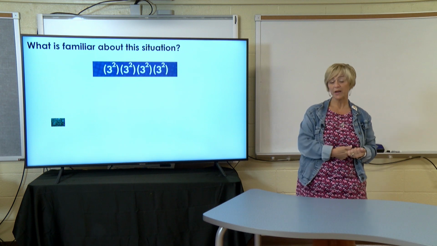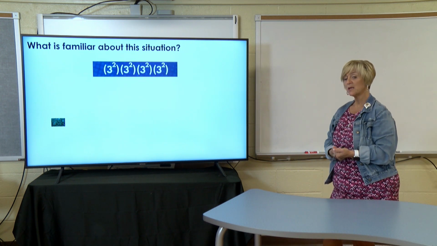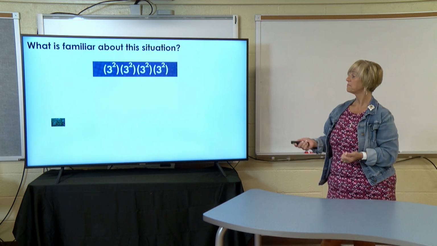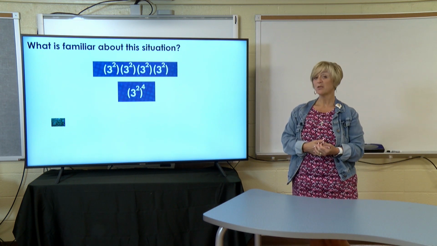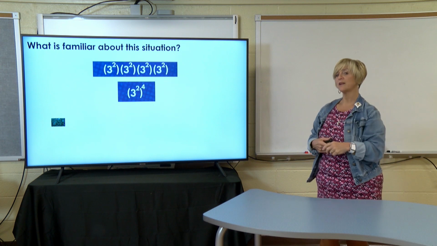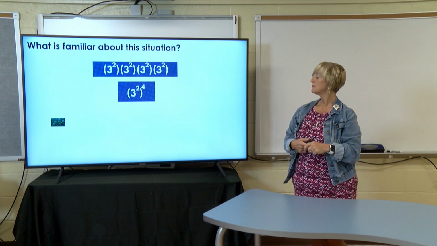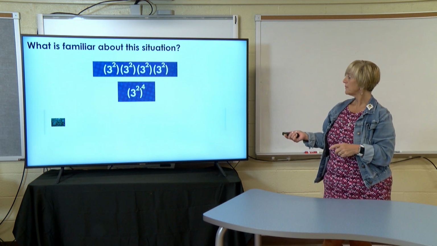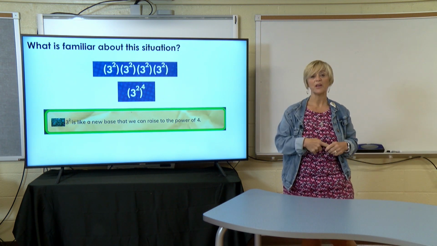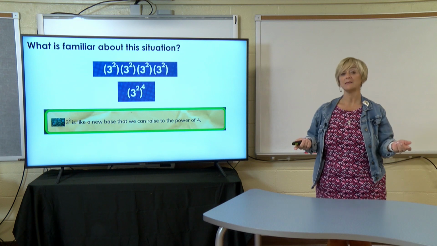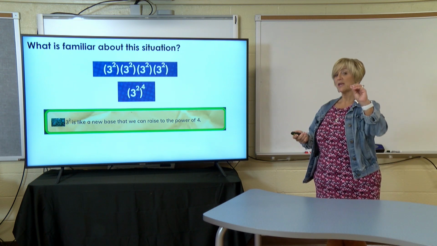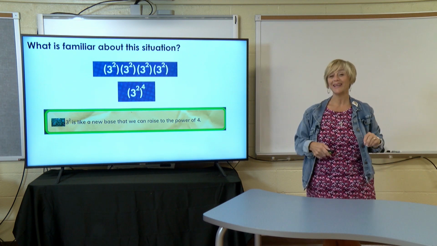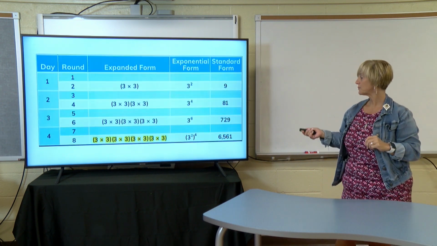We have 3 squared times 3 squared times 3 squared times 3 squared. That's 4 3 squareds, right? Okay, well that looks different. 3 squared is like a new base. So we've taken 3 squared and we've made it the base, and we're multiplying it 4 times.